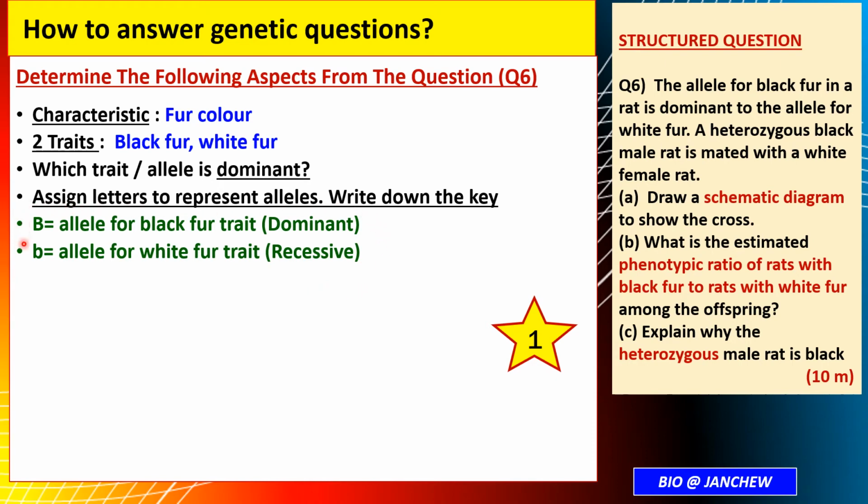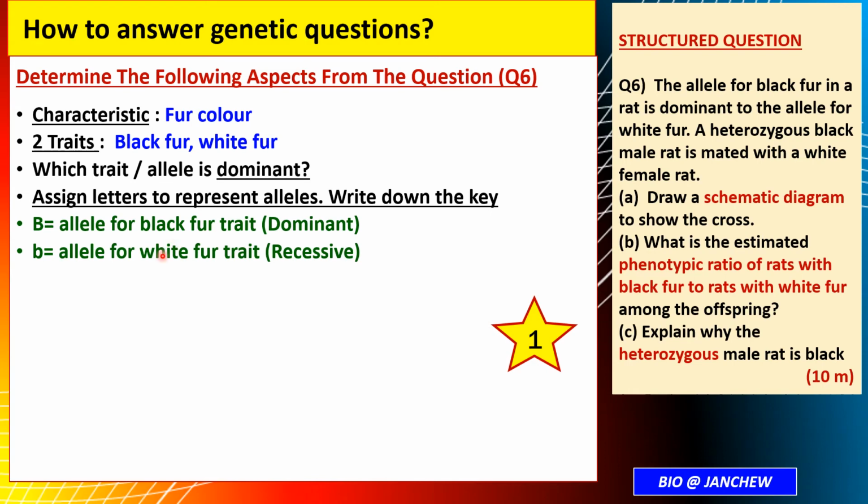You have to write down a key. If there's no key, then your schematic diagram will not make any sense. So the key is very important to write down. Remember that big B represents allele for black fur trait, not black fur itself. Some students make the mistake of writing let big B represent black fur. That's not correct. It's an allele, a unit of inheritance that determines this trait. And small b is the allele for white fur. Now the word trait, if you don't write it in, it's okay. Allele for black fur, allele for white fur.